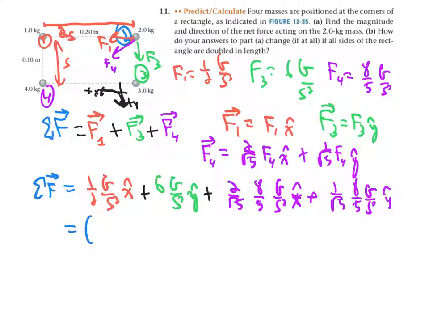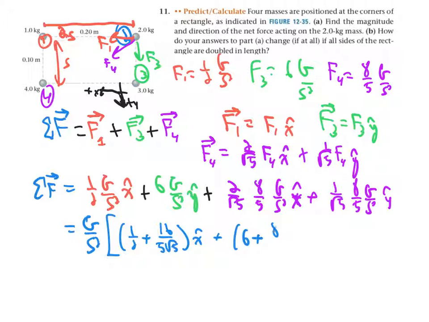what can we do here? Not particularly pretty, but we can pull a g over s squared out of everybody, so let's do that. Notice that that's in every term. And then we have 1/2 plus 16 over 5 root 5 in the x hat, plus, and here we have 6 plus 8 over 5 root 5 in the y hat.